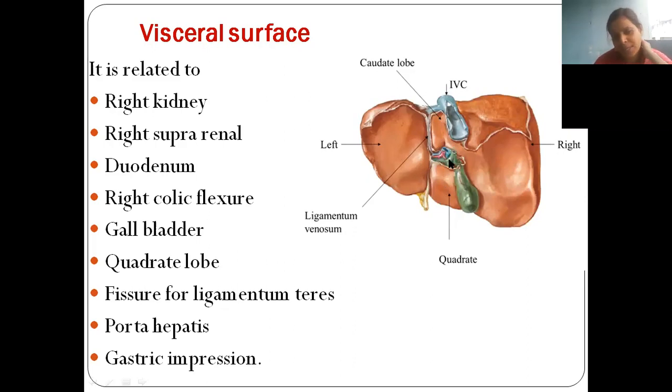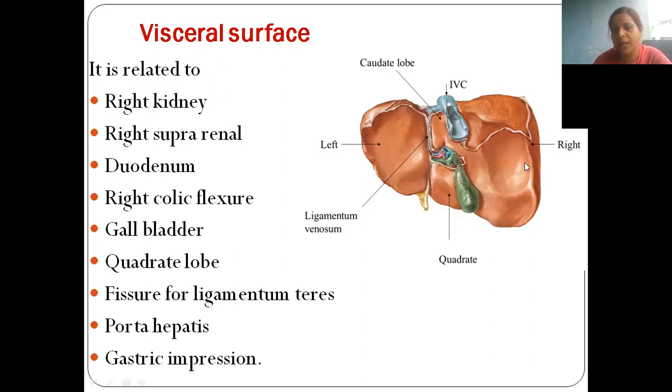Porta hepatis means the area which allows the entry and exit of structures. What do we have there? We have the bile duct, the portal vein, and the hepatic artery. That area is the porta hepatis. So all these are the impressions. This is the visceral surface of the liver.